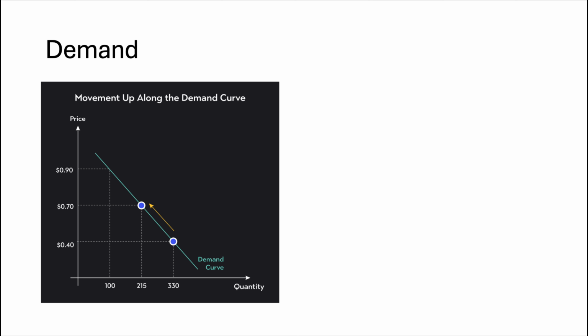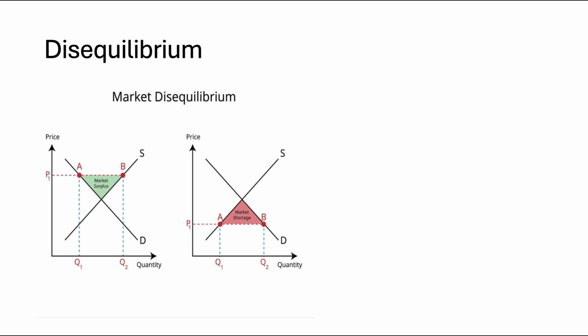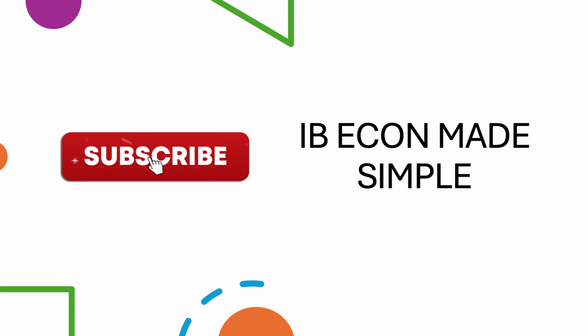Okay, to recap. Demand reflects consumers' willingness and ability to buy. Supply reflects producers' willingness and ability to sell. Now, together, they determine the equilibrium price and quantity in a competitive market. Understanding this foundation will help you tackle more advanced topics like government intervention, elasticity, and market failure.